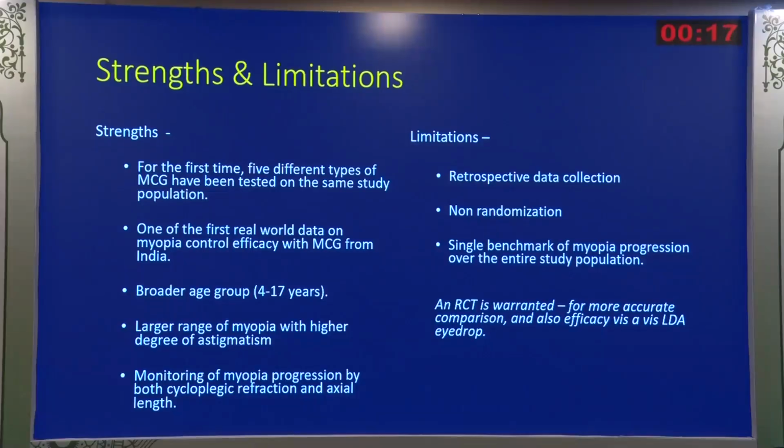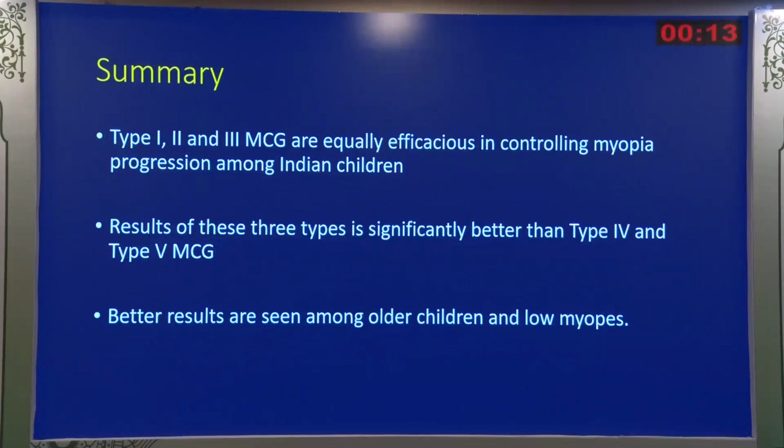The limitations being that this is a retrospective data collection and non-randomized study. So I'll conclude by saying that in our population, types 1, 2, and 3 were equally efficacious in controlling myopia, and with better results among older children and low myopes. Thank you. These are my references.